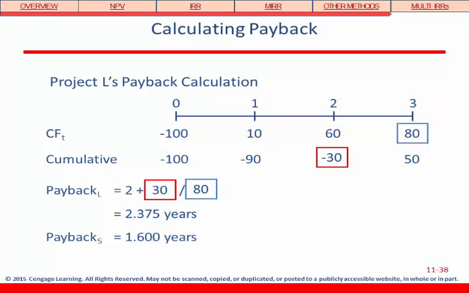If you want to go back and calculate it for Project S, you'll find it was 1.6 years. So you get your money back a lot quicker with Project S. And so if you're using the payback criteria, that's going to favor projects that get paid back sooner.